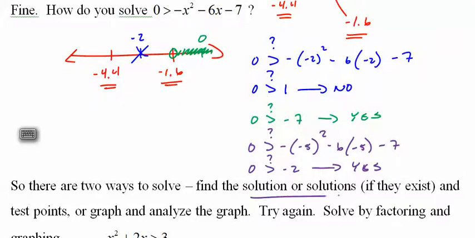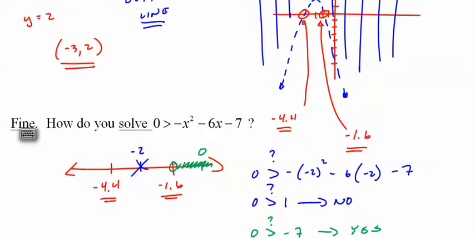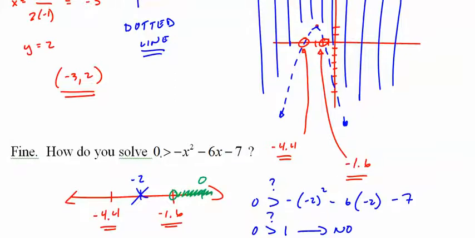You find the solution or solutions, if they exist, might not hit the x-axis, and your test points, or you graph and analyze the graph. A lot of people have trouble seeing it on the graph. Remember, it's saying when is 0 greater than this function? Or pardon me, when is this function less than 0?